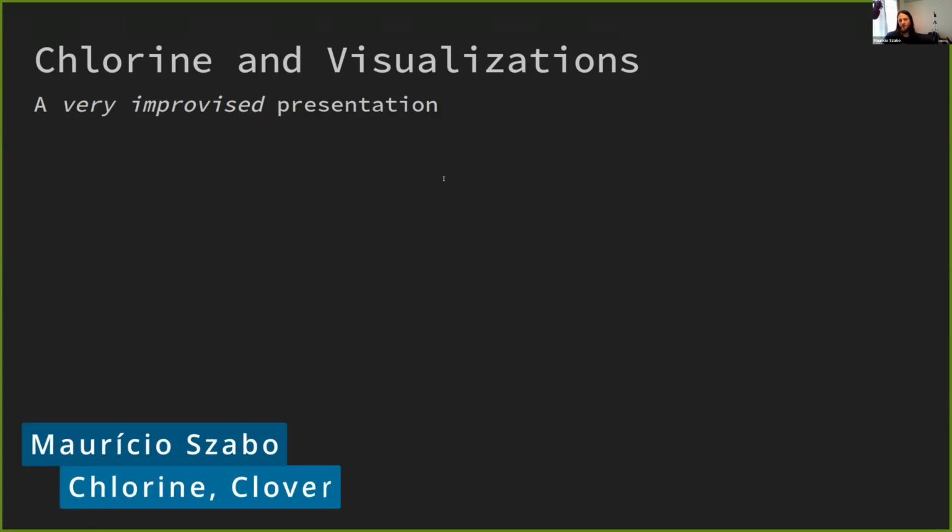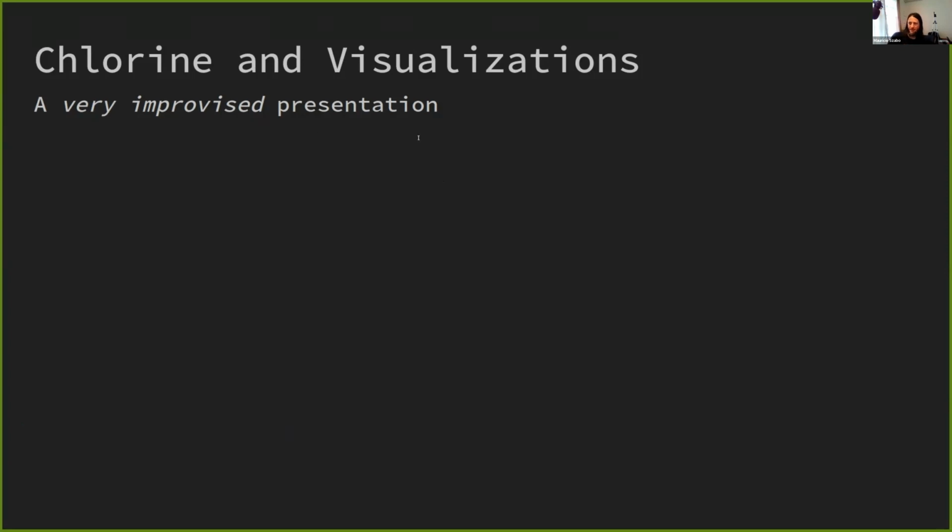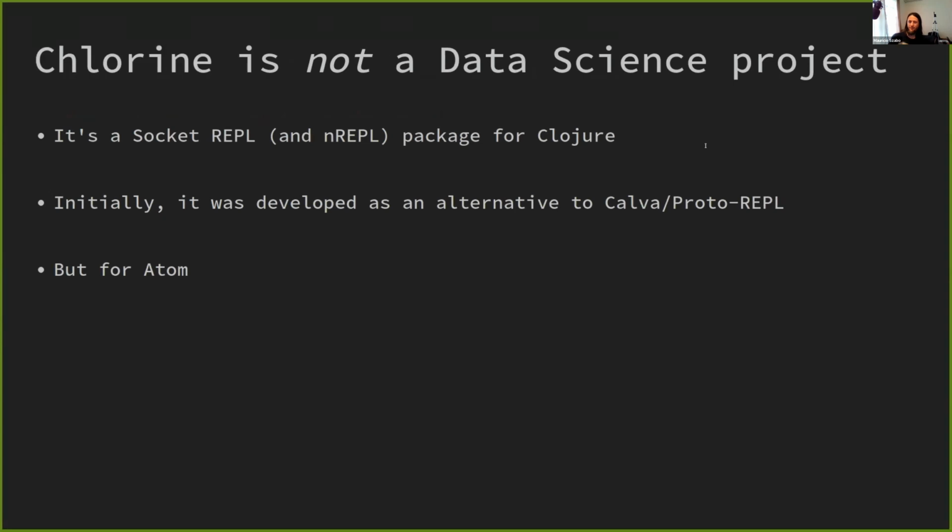So I'm going to show a little bit about Chlorine and the visualizations library that I am doing. It's not really a library, it's more like a plugin. And this is a very improvised presentation, so I am reusing one that I used with Spock, from my Prolog environment. The first thing is that Chlorine is not about data science. It's not a data science project. It never was, but it grew a little bit closer to the ideas of visualizations.